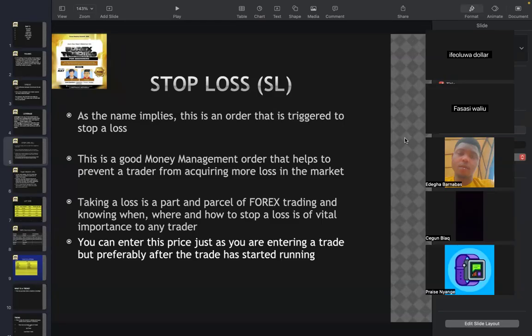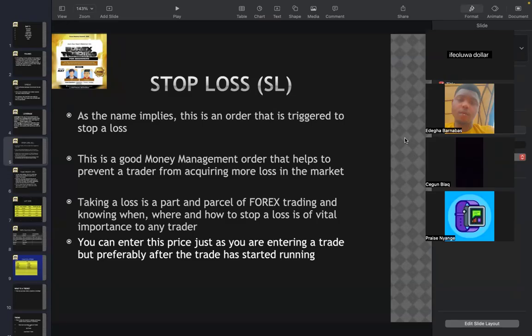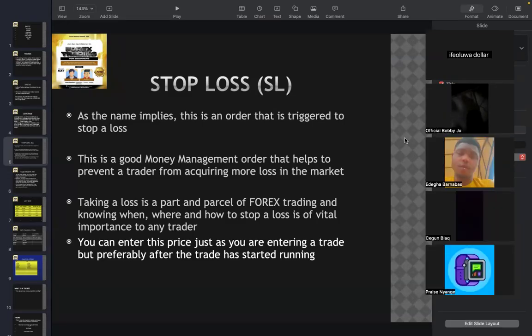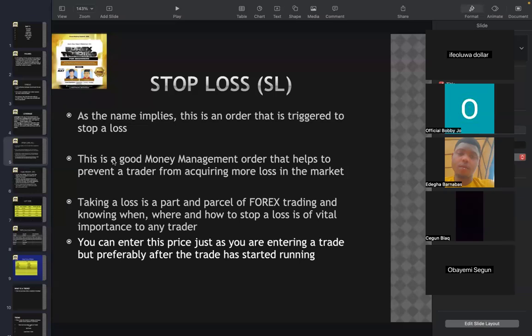With stop loss, you are setting the amount of money you want to lose, and that's all. I don't think there is more explanation than what I just said. Stop loss is always good for money management, and it helps prevent a trader from acquiring more loss, just a particular amount you want to risk.